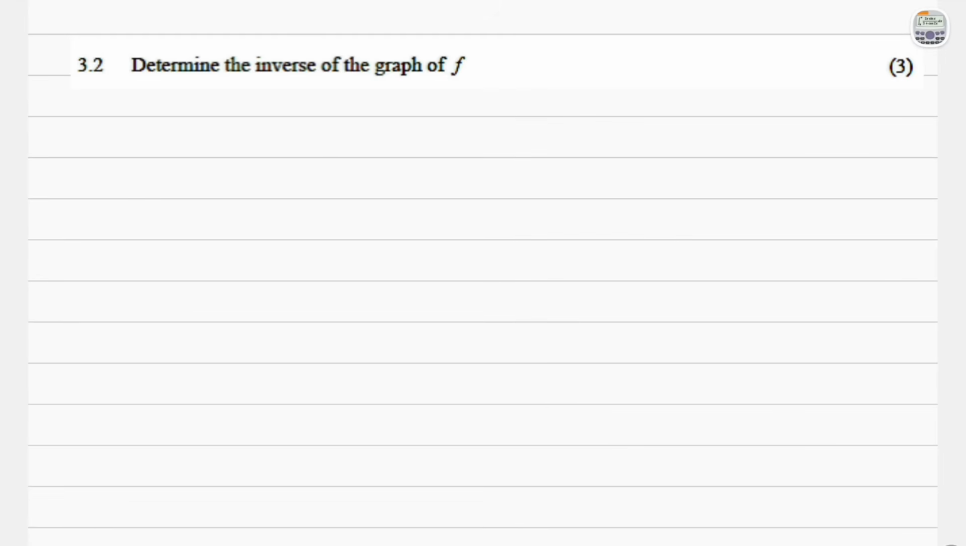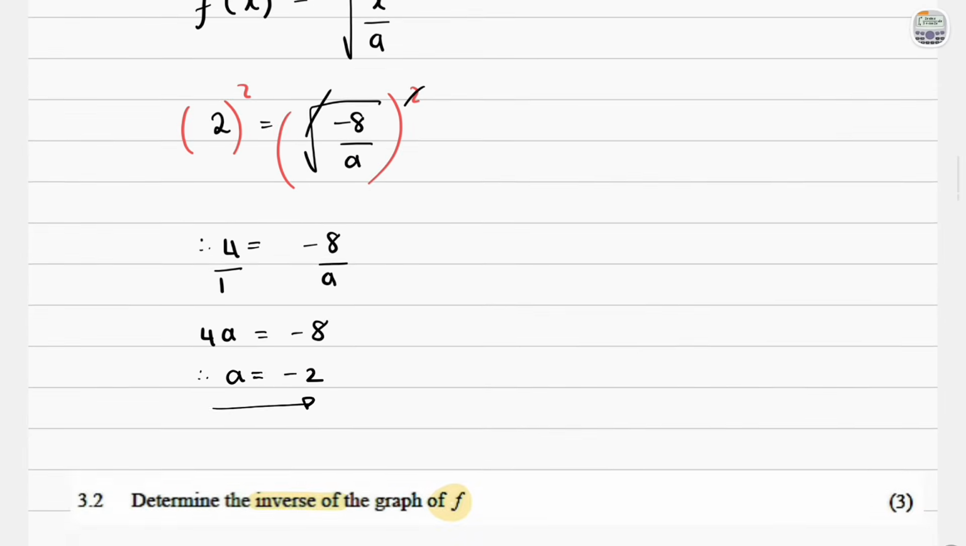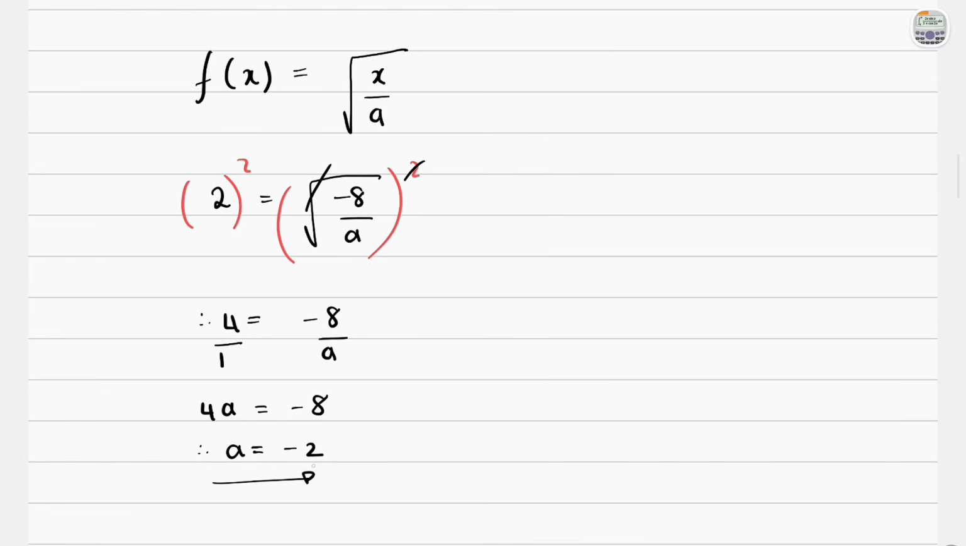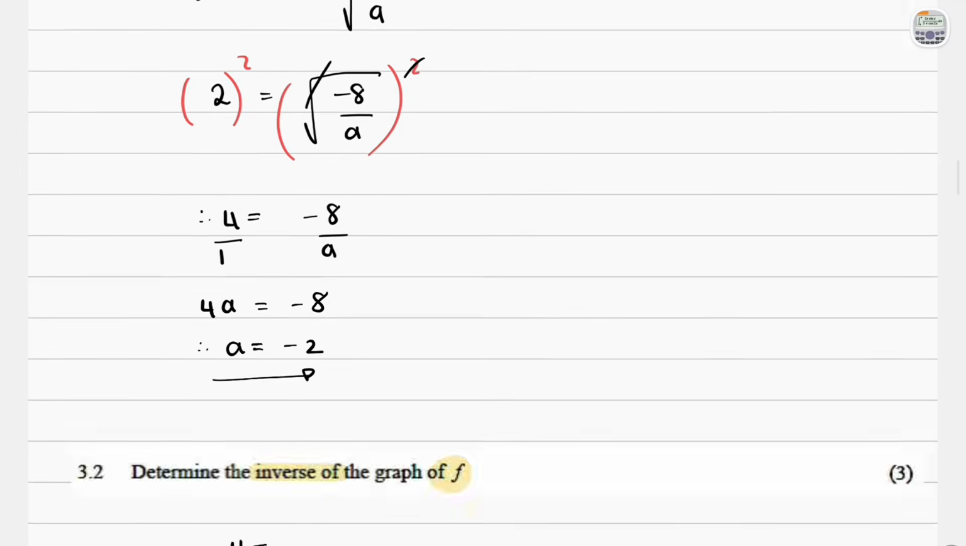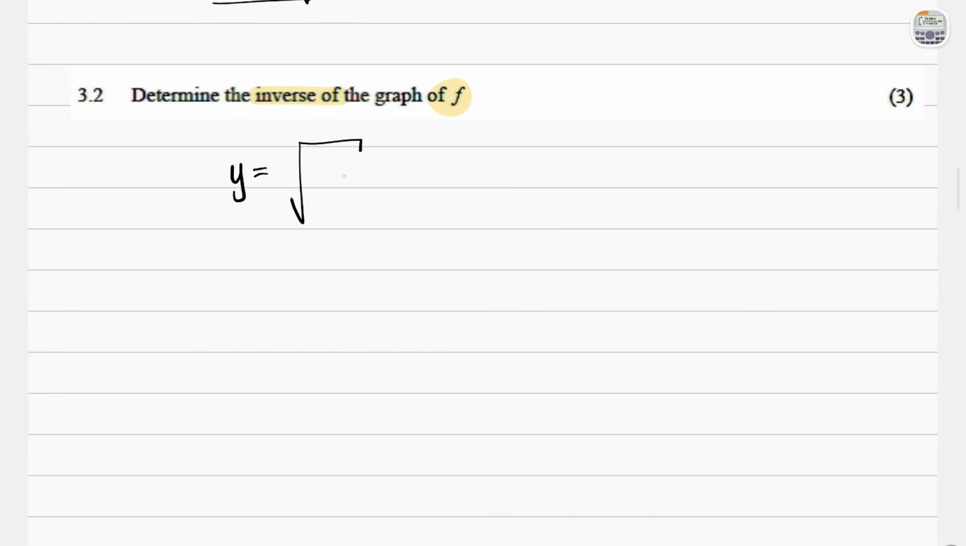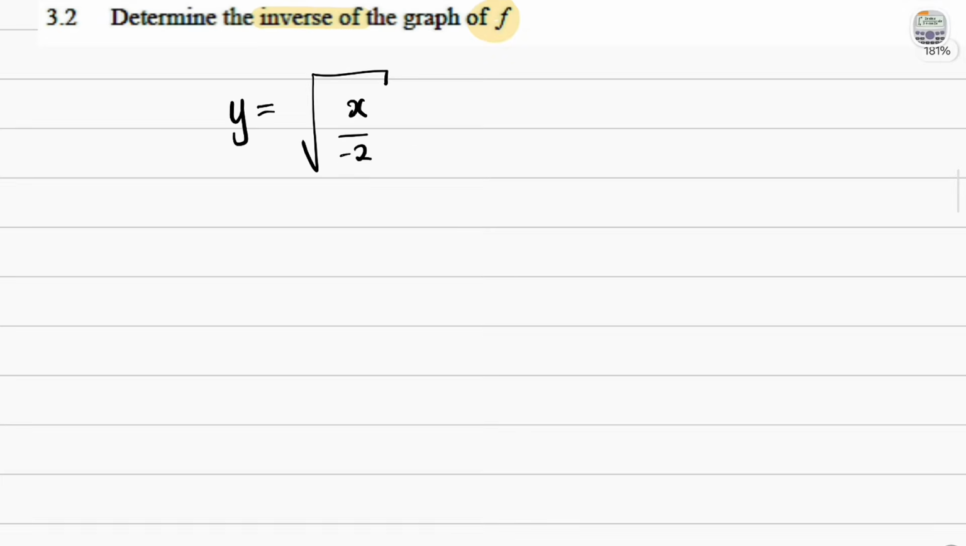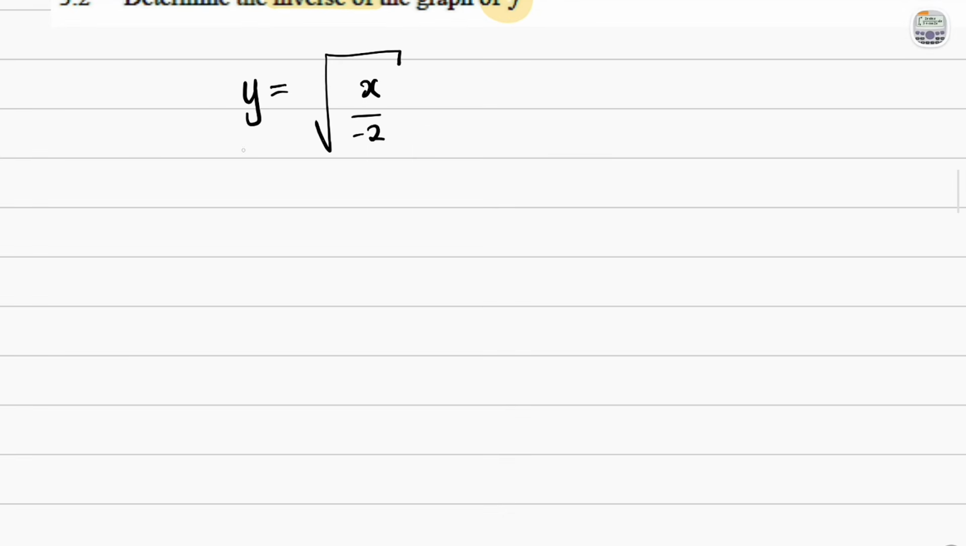Okay, question 3.2 says, determine the inverse of graph f. So to find the inverse, we first need the equation of f, and we'll just fill in the value of a. So we can call this y is equal to the square root of x over negative 2. Then we need to swap x and y to find the inverse. So in place of y, say x is equal to the square root of, in place of x, say y, and then over negative 2.